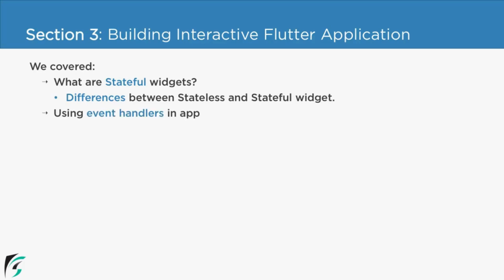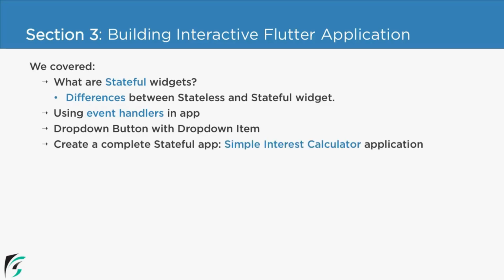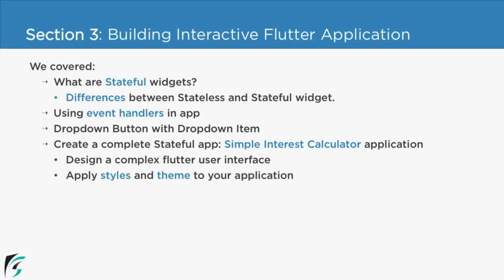Proceeding, we saw how to use the event handlers within our application. And then we explored how to use drop-down button with drop-down menu items. Proceeding, we created a complete stateful application, simple interest calculator application, where we learned how to design a complex Flutter user interface and break it down into smaller pieces for better understanding. Then we used how to apply styles and themes to our application. And then we implemented event handling such as calculate and reset functionality in our application.